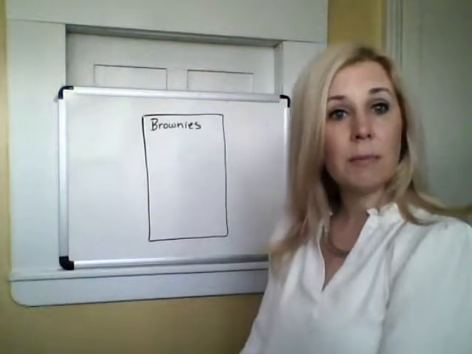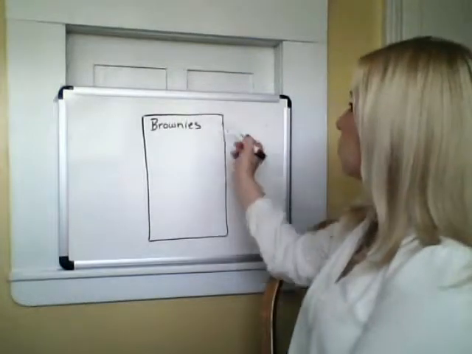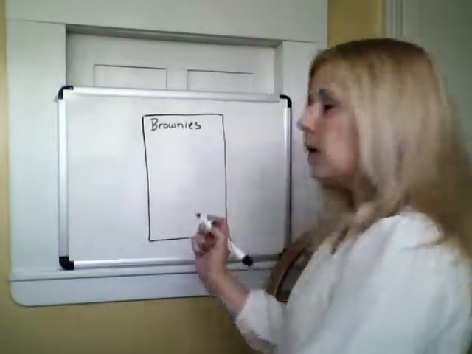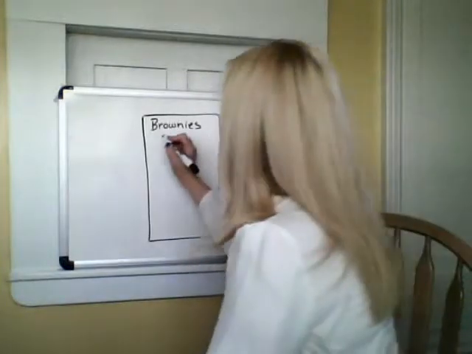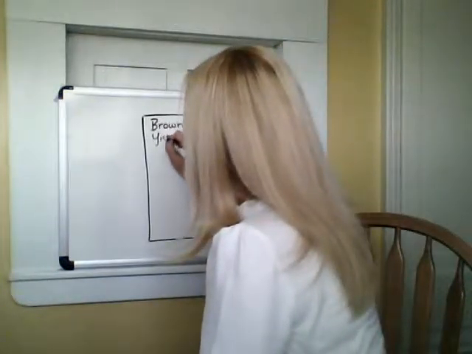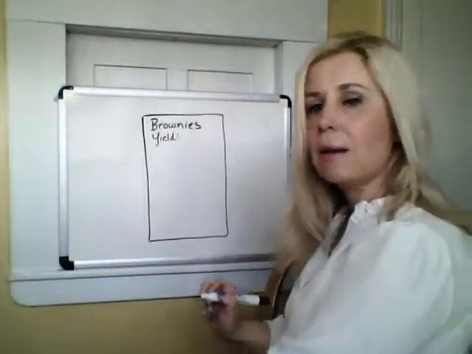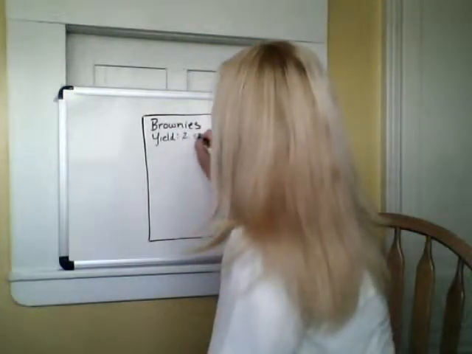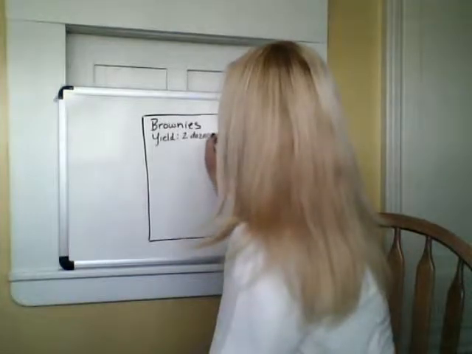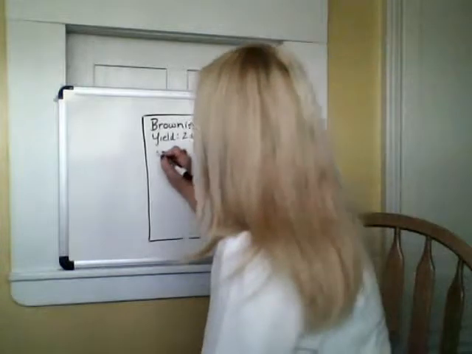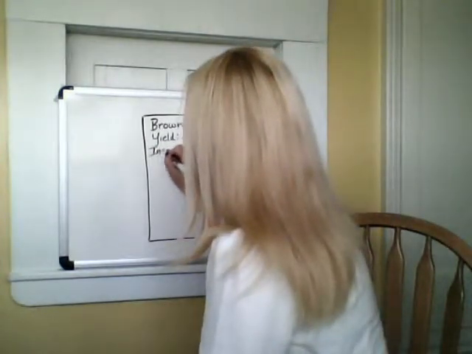Okay, so there's my recipe that I'm looking at. That's what I'm going to make. That is the name of this recipe. Now, the professional kitchen will have a word here that says yield. And then it may say something like 2 dozen. Then after that, it will say ingredients.